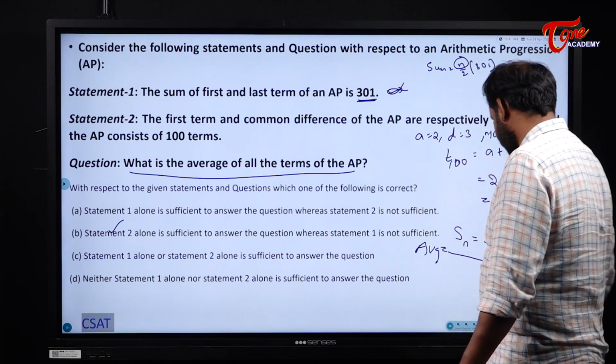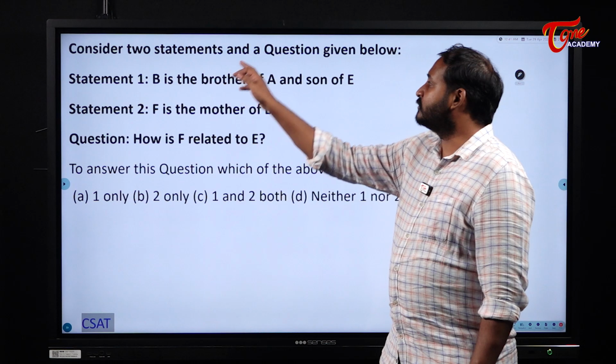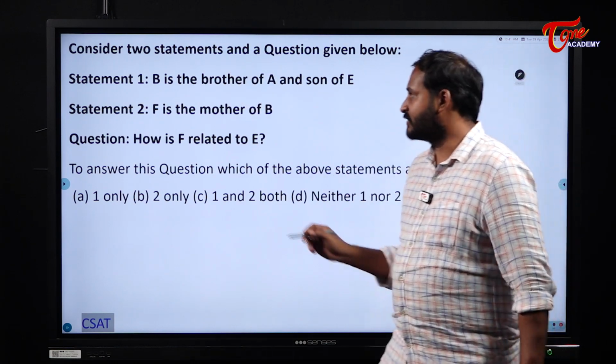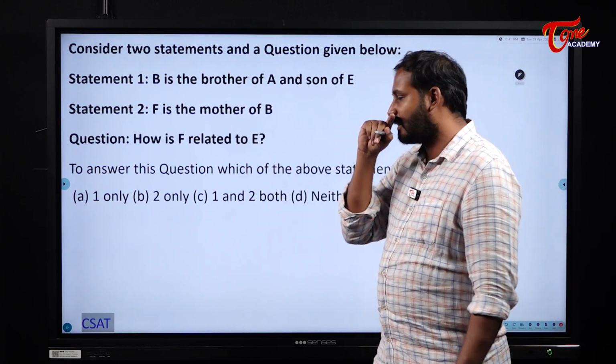Understood? Right. Next one. Consider two statements and a question given below. Statement 1: B is the brother of A and son of E.